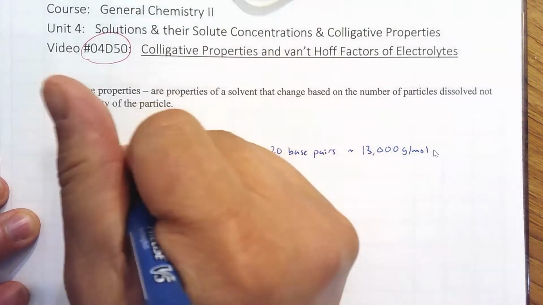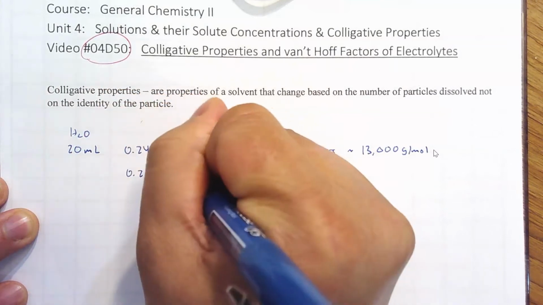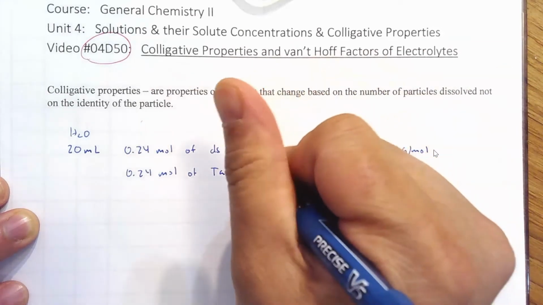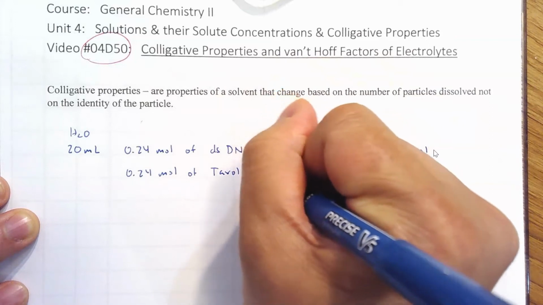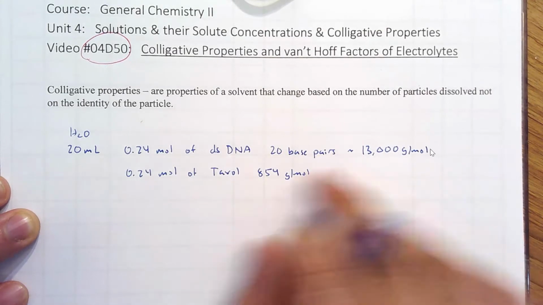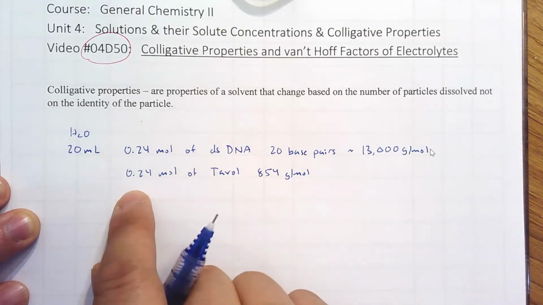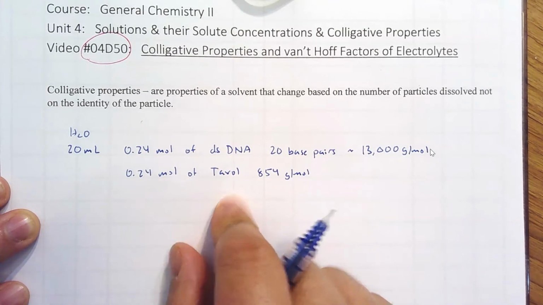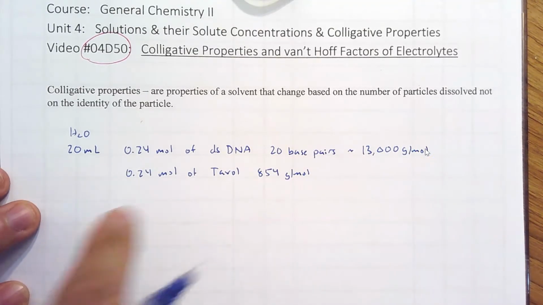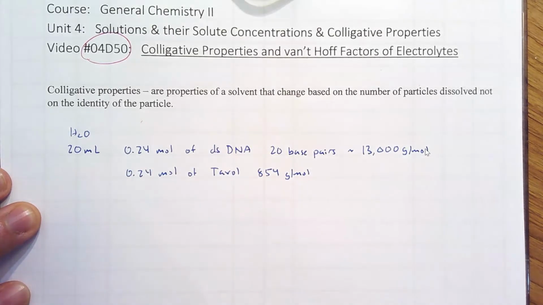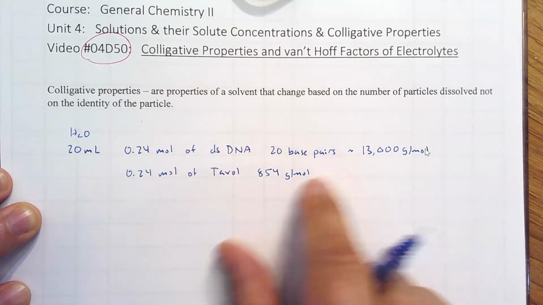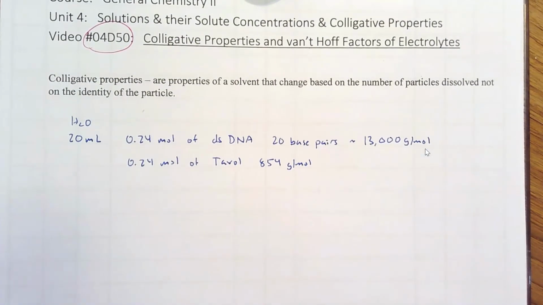is the same way that 0.24 moles of, let's take the anti-cancer drug Taxol, which has a molar mass of 854 grams per mole, would. So yes, there are more grams in 0.24 moles of DNA than in 0.24 moles of Taxol. There is literally more material, but there are an equal number of particles. That means these colligative properties that I'm about to tell you change the same way, whether it's DNA or Taxol, even though they have vastly different molar masses.